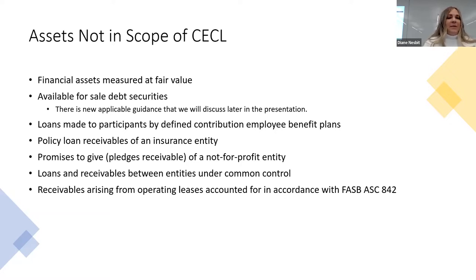So next, loans made to participants by defined contribution employee benefit plans are not in scope. Policy loan receivables of an insurance entity are not in scope. Promises to give or pledges receivable of a not-for-profit entity. Loans and receivables between entities under common control, and receivables arising from operating leases accounted for in accordance with FASB ASC 842. So that would be on the lessor side of the lease.